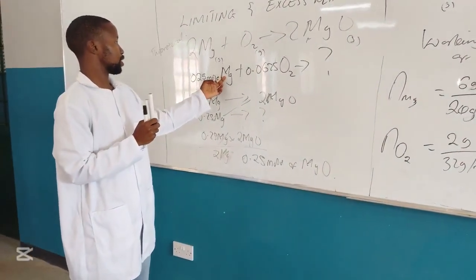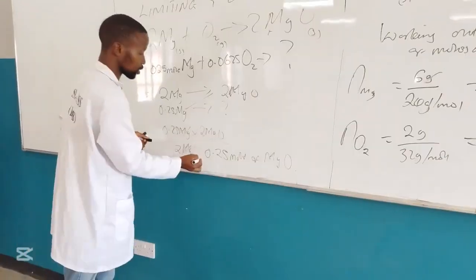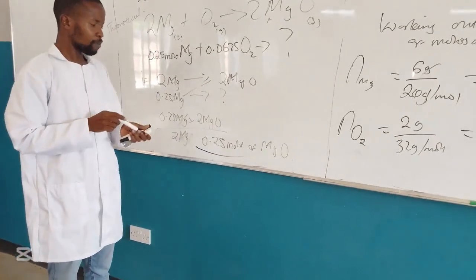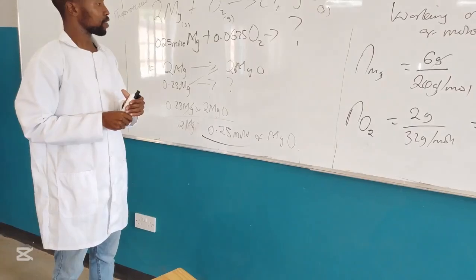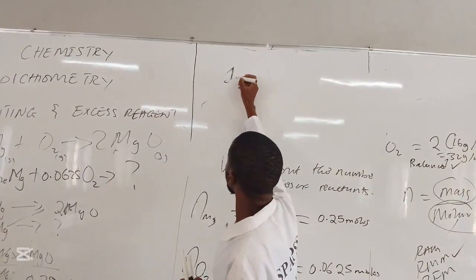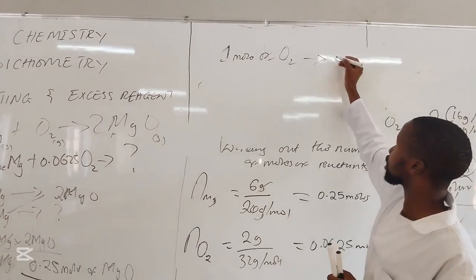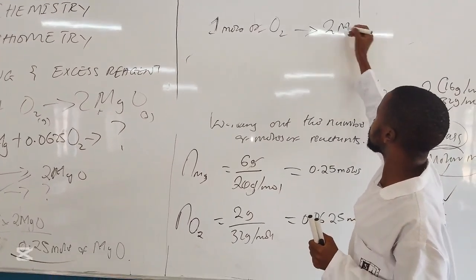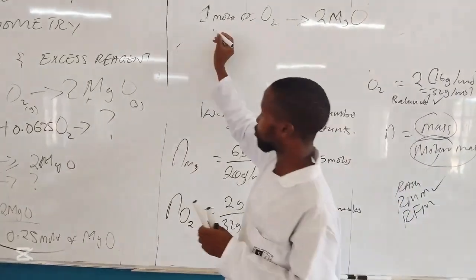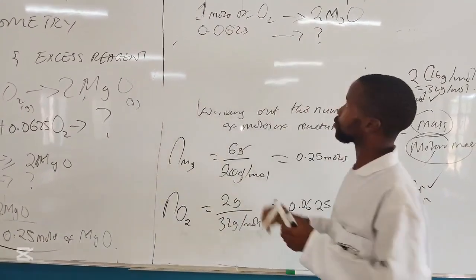So with what we have, 0.25 moles of Mg will still produce 0.25 moles of magnesium oxide. So now let's look at oxygen. 1 mole of O2 is producing 2 moles MgO. What about 0.0625? How much is it going to produce?